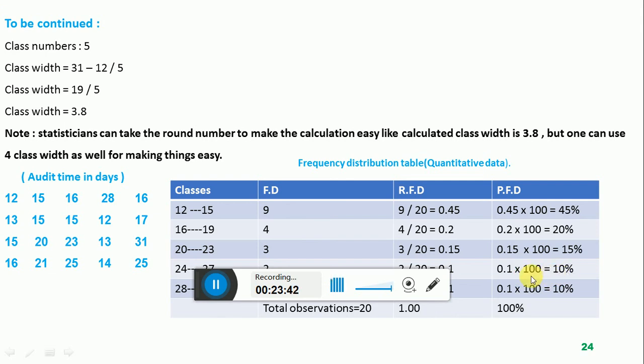In this way we can compute the percent frequency distribution, and I am again repeating that the percent frequency distribution tells us the percentage of the particular class relative to all classes, relative to the entire data set. So this is all about developing the frequency distribution table. If we have the raw data, audit time in days, we develop the 5 classes, we develop the frequency distribution, relative frequency distribution and percent frequency distribution.